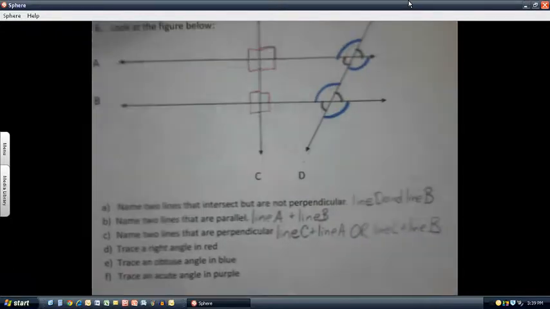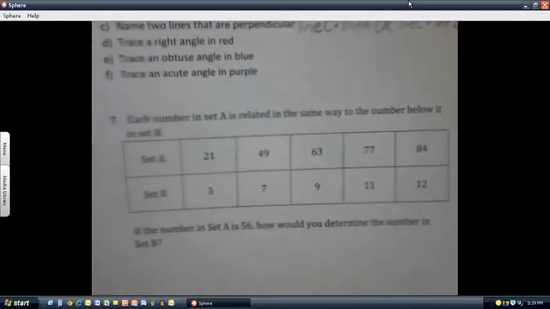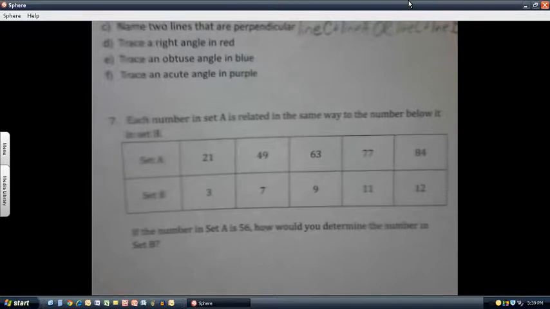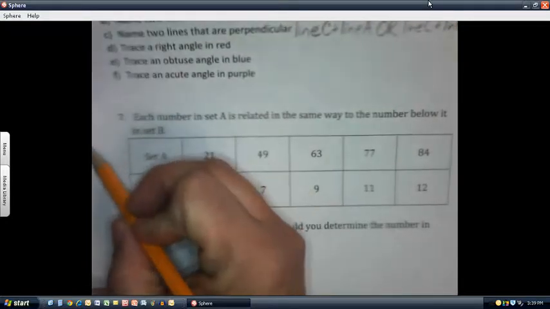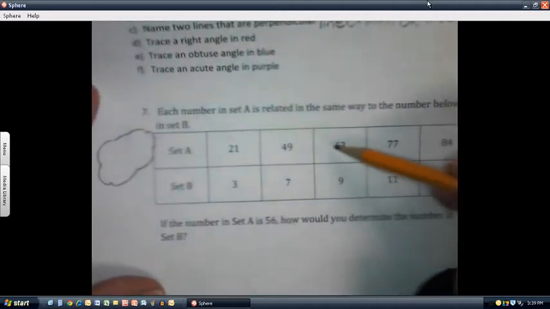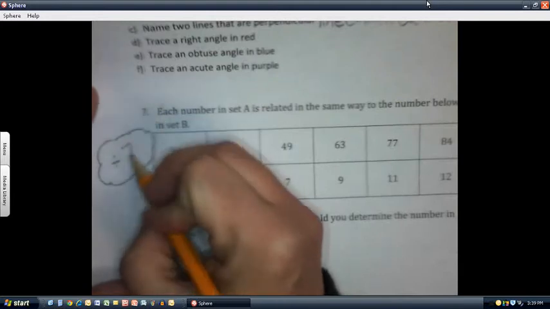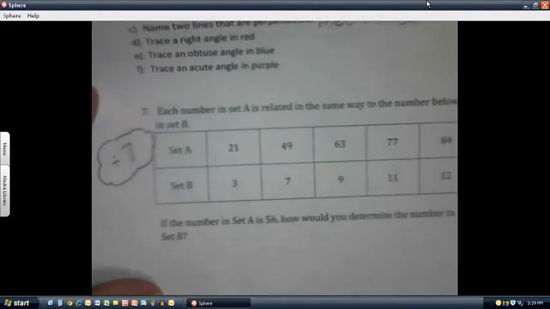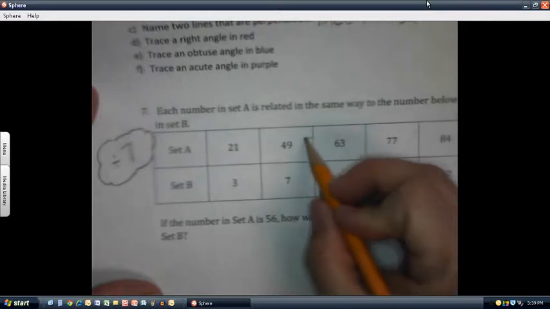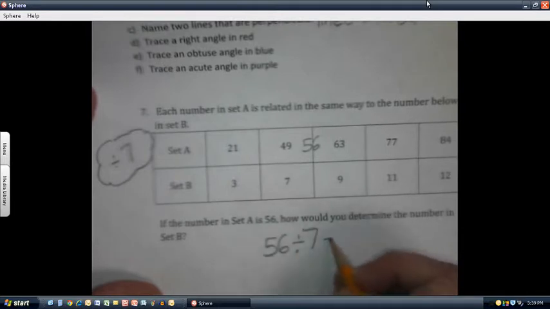All right. And then number 7, we have a table. Each number in set A is related in the same way to the number below it in set B. And this week, the rule of my table is we are dividing by 7. So if the number in set A is 56, how would you determine the number in set B? 56 divided by 7 equals 8.